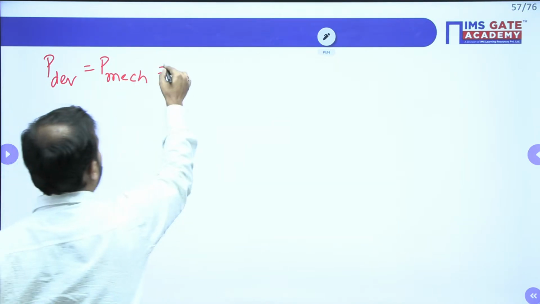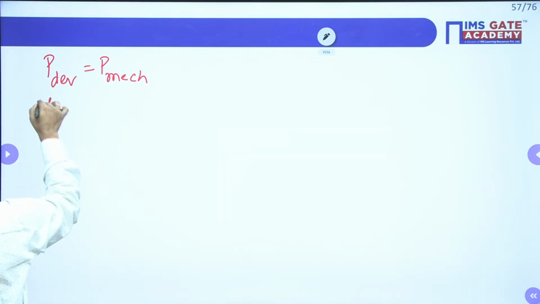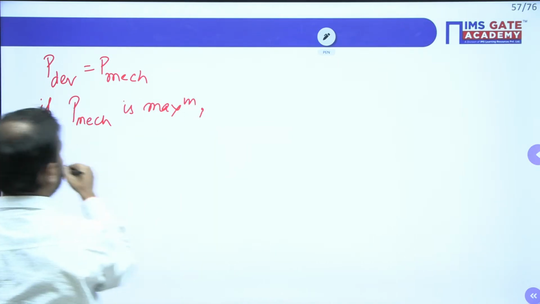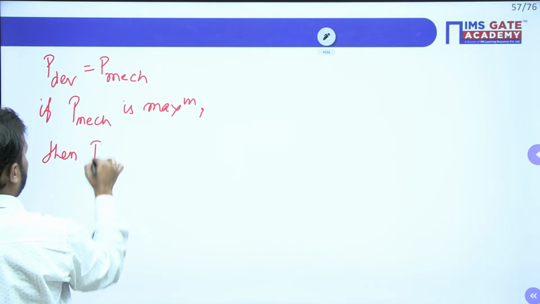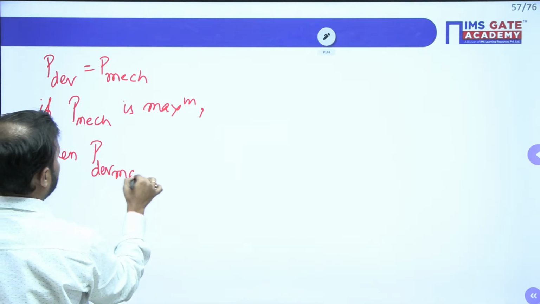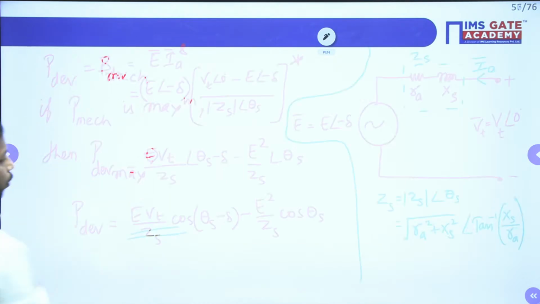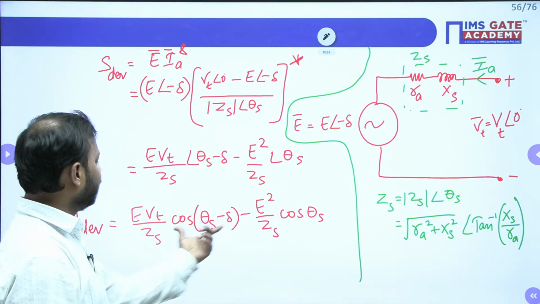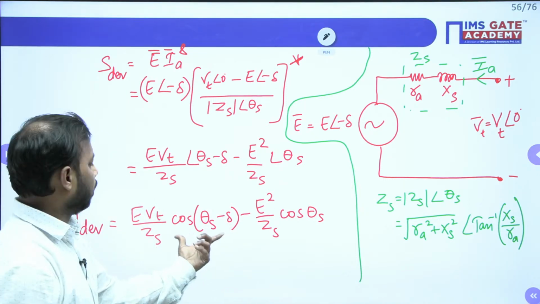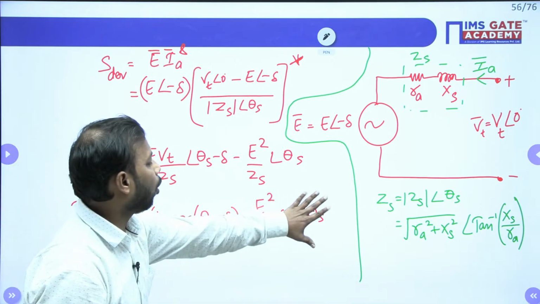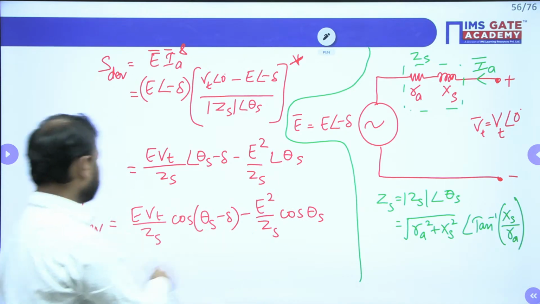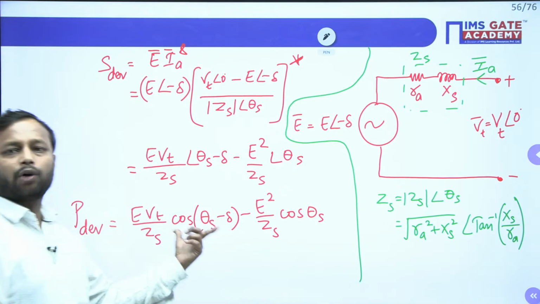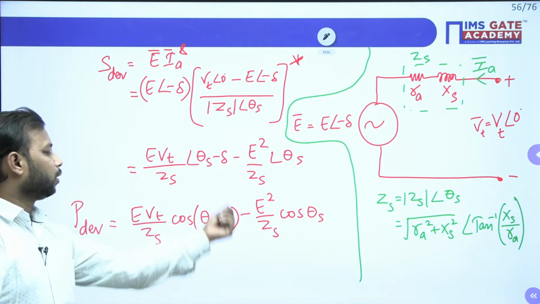Now if this power, or you can say if P mechanical is maximum, then P develop is max. So this power can only be maximum when this part is maximum. Why am I saying this part is maximum? Because all the other parts are constant. Theta is constant, E, Vt and Zs are constant. Here del is variable. So this part is only maximum if cos(theta s minus del) will be 1.